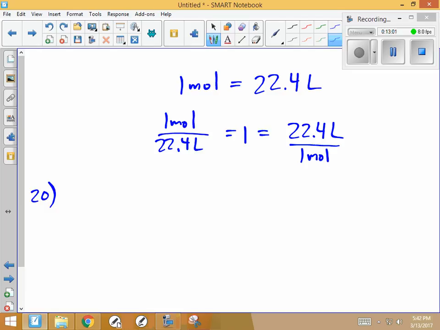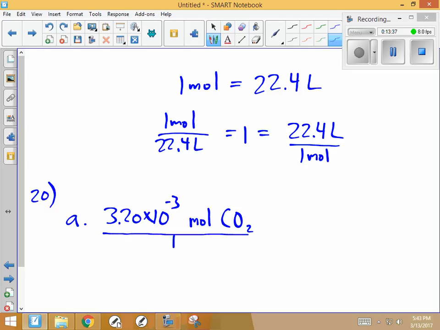You've been asked to calculate the volume of these gases at STP, standard temperature and pressure. 1 atmosphere, 0 degrees Celsius. That's standard temperature and pressure. Number A. Well, we got 3.2 times 10 to the negative third moles of CO2. Let's just start right there.